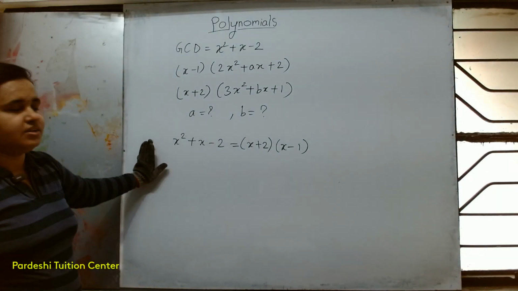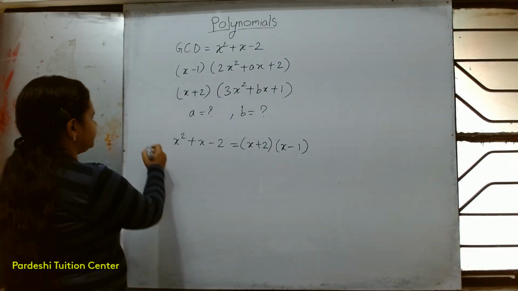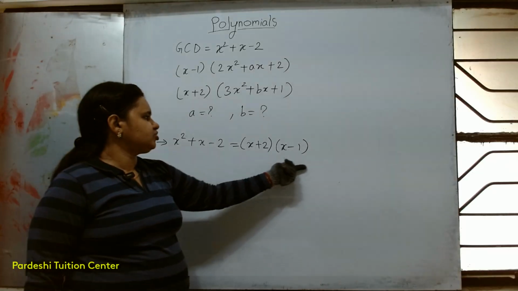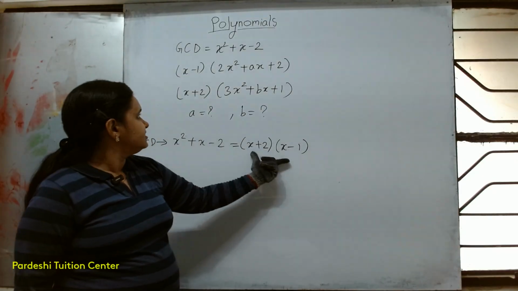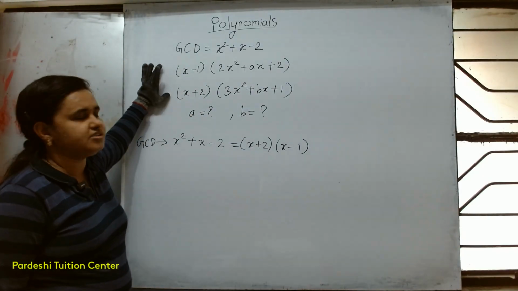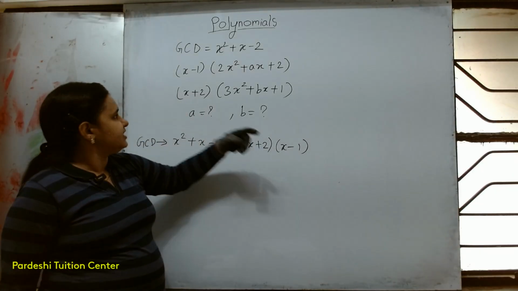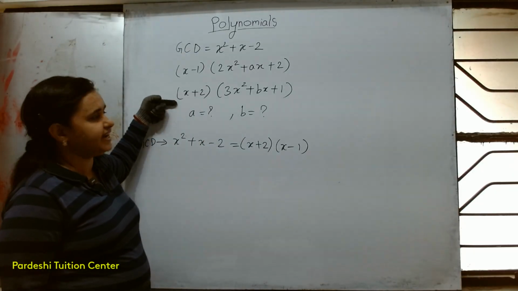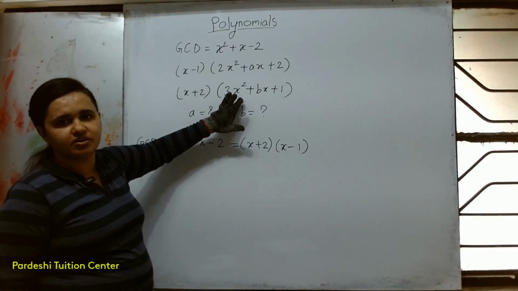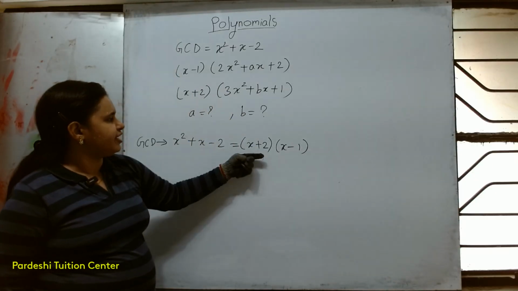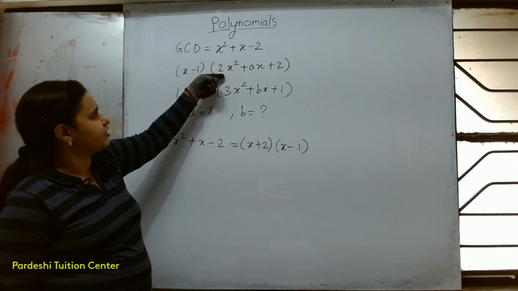Now the GCD here is given as x plus 2 and x minus 1, the GCD of these two polynomials. So if we put these factors in these polynomials, we can get the values of a and b. Because if they are factors, then putting these values in will make the expression equal to 0.